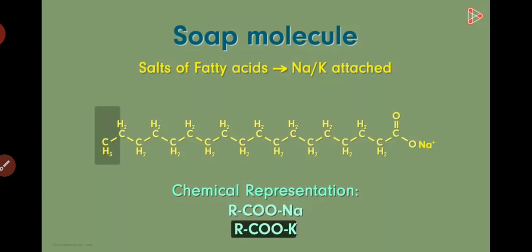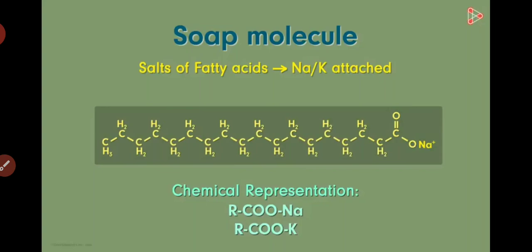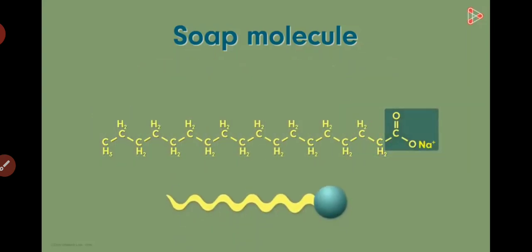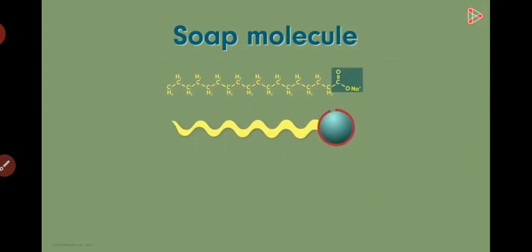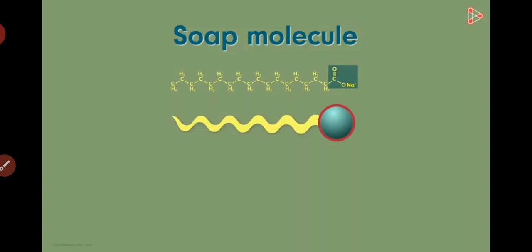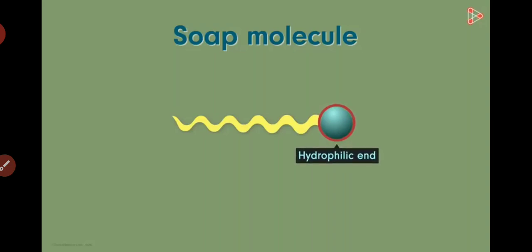Now it's obvious that these kinds of huge structures cannot be written precisely every time. That is the reason why we represent soap molecules using this structure. The ball on top represents the carboxyl terminal with sodium or potassium attached. This end is called the hydrophilic end or the head region. But why is it given such a name? Hydro is water as we know, and philic is loving. That means the end that loves being around or being with water.